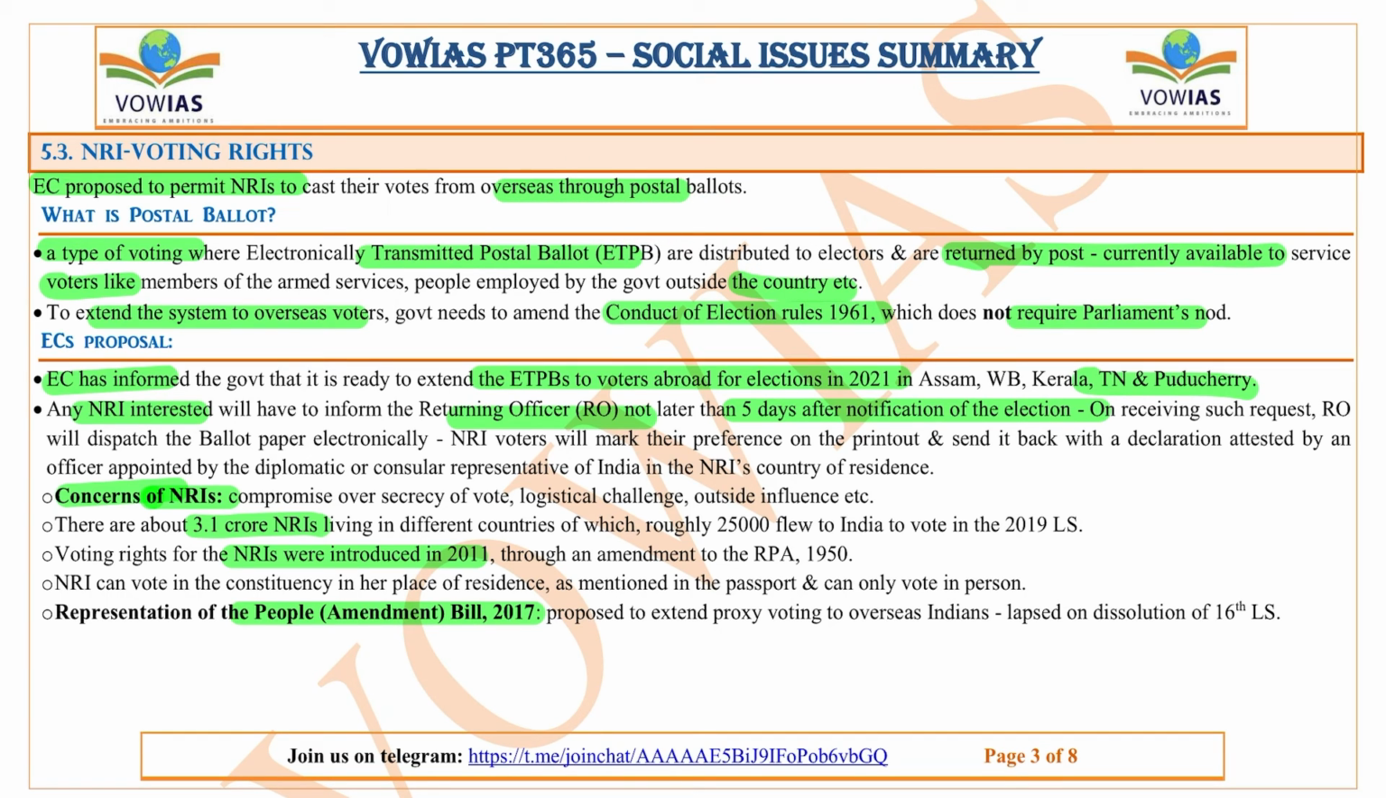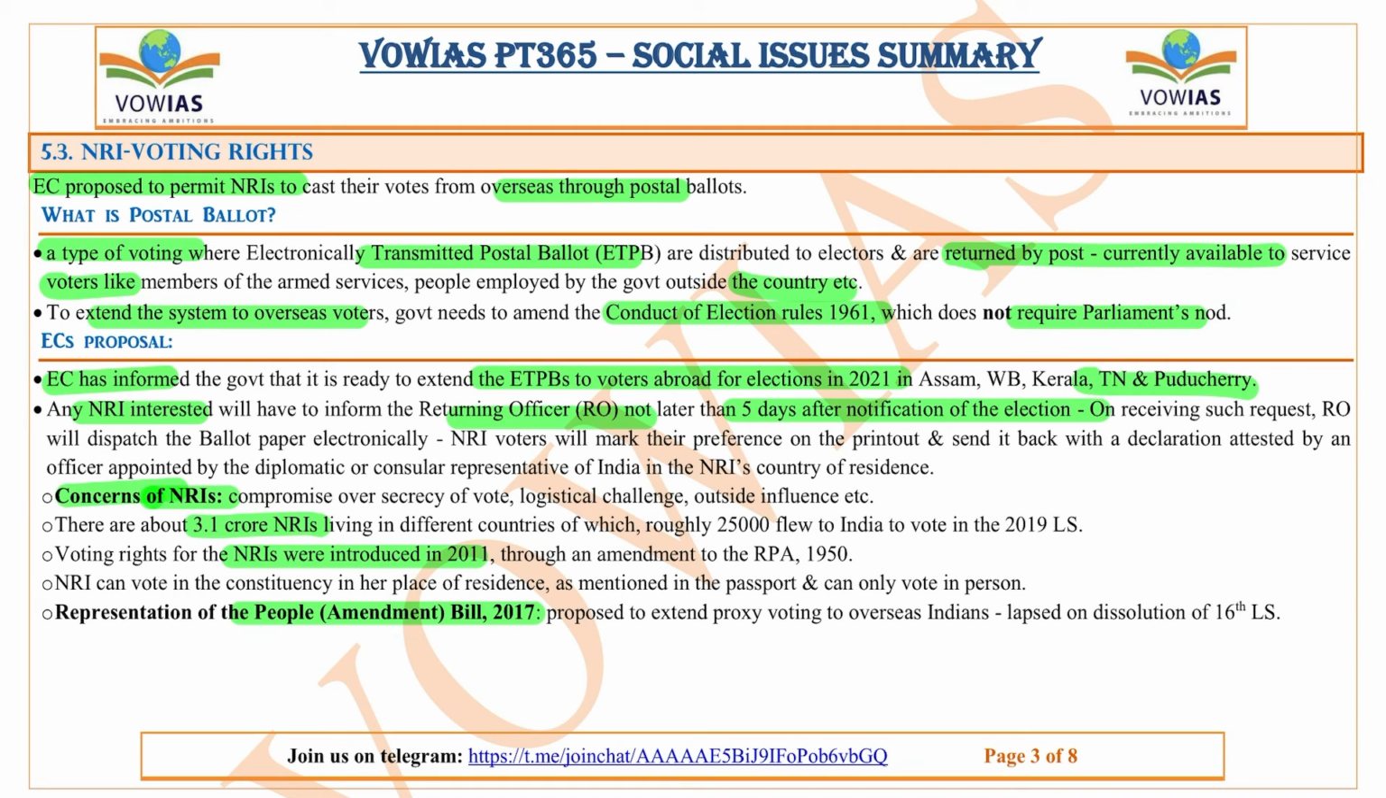Postal ballot is basically a type of voting where electronically transmitted postal ballots are distributed to the electors and returned by post. It is currently available to service voters, like members of the armed services and people employed by the government outside the country. To extend this system to overseas voters, the government needs to amend the Conduct of Election Rules of 1961, which does not require Parliament's nod.